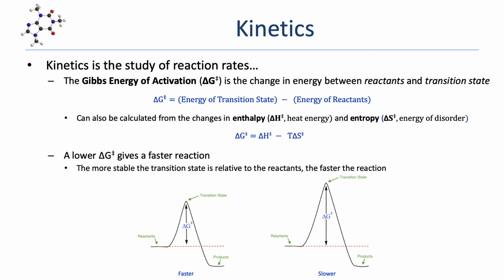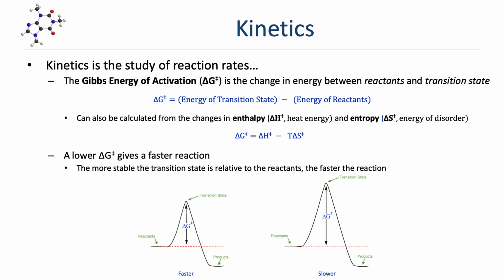Kinetics is the study of reaction rates and involves the change in energy between the reactants and the transition state. That energy difference is called the Gibbs energy of activation, or delta G double dagger. Delta G double dagger can be calculated by subtracting the energy of the reactants from the energy of the transition state. Delta G double dagger can also be calculated from the enthalpy of activation and the entropy of activation.